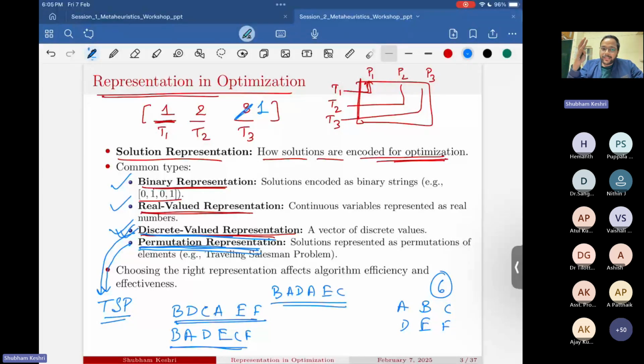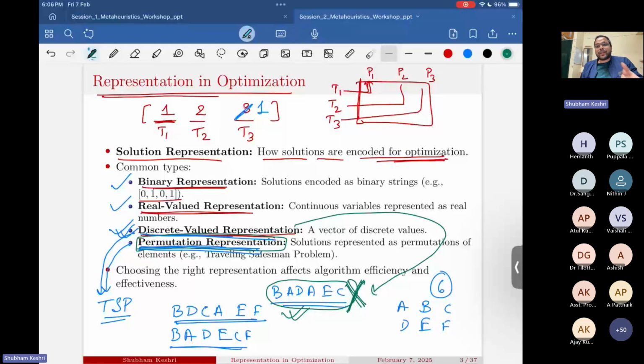When you are representing a solution of the traveling salesman problem using permutation representation, you are involving that constraint. What is the constraint? You cannot travel a city twice. That constraint has been encoded in your representation. You don't have to worry about that constraint again. So this solution is not a feasible solution. And if you use discrete value representation, this solution will become a feasible solution. So using permutation representation, you are actually enforcing a constraint that a city cannot be repeated. It has to be a permutation.